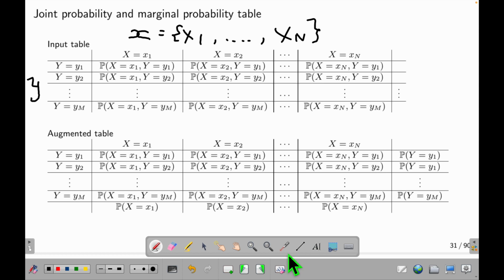Each box corresponds to one particular joint probability. So for example, this box means the probability of x takes x2 and y takes y2. Then what happens if we augment this table? We augment this table by taking all these values and summing all of them, and it gives us this.